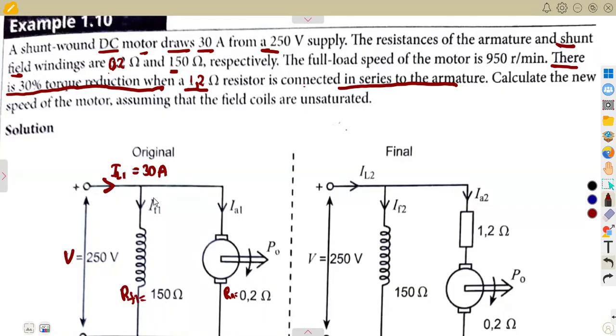All right, then this is the current that is going to flow in the shunt field. Remember, from the supply, one current is taken by the shunt field and another current is taken to the armature. So you're going to have the armature current 1, the power output. And as we know, there must be a generated EMF in our armature. So we are going to have the generated EMF, which is actually the back EMF, because we're talking about a motor.